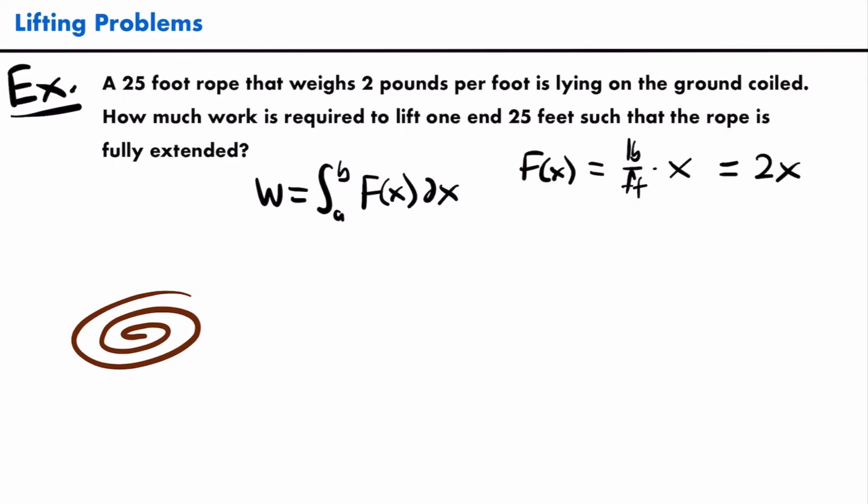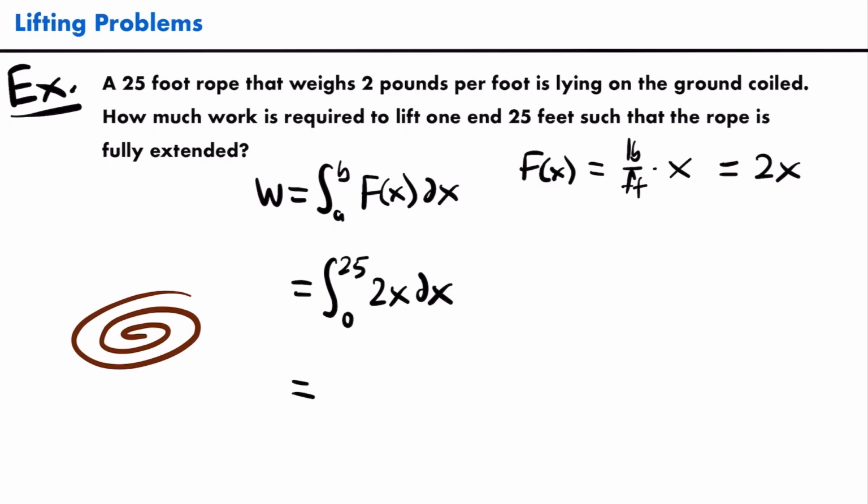Our rope starts by lying on the ground, where it is at a height of 0 feet, and we want to lift it up to 25 feet. So we will have that the work is equal to the integral from 0 to 25 of the force function 2x times dx. All right, and so now all we have to do is solve this definite integral, and we will have the work done in lifting that rope.